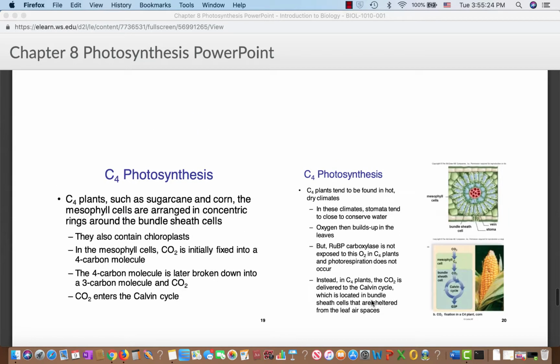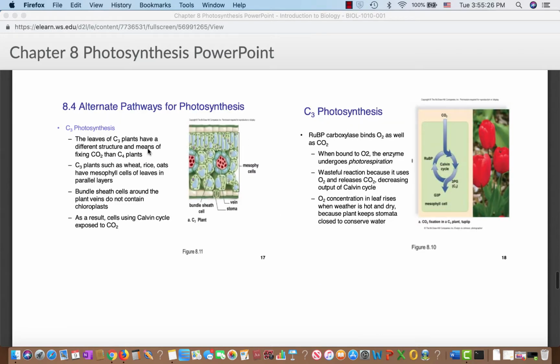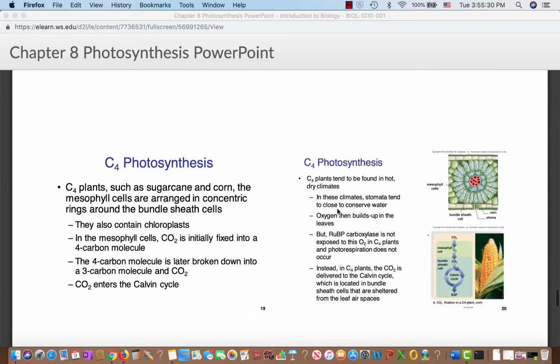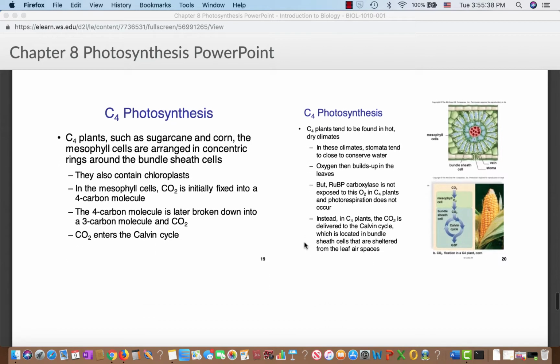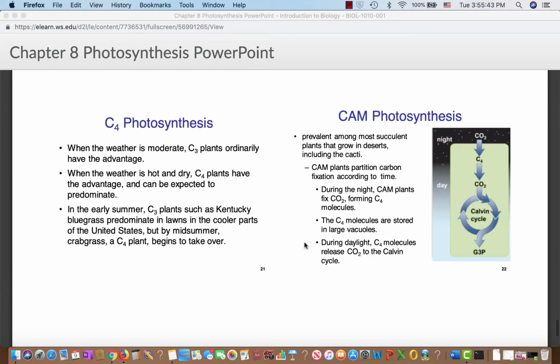So if it's not super hot and dry, C3 is much more energy efficient, and the C3 plant will outcompete a C4 plant. But if it is hot and dry, C4 plants can function far more effectively and will outcompete a C3. Their example for this is in early summer, you've got tons of Kentucky bluegrass everywhere, but then when it gets hotter, crabgrass, which is your C4 plant, takes over.